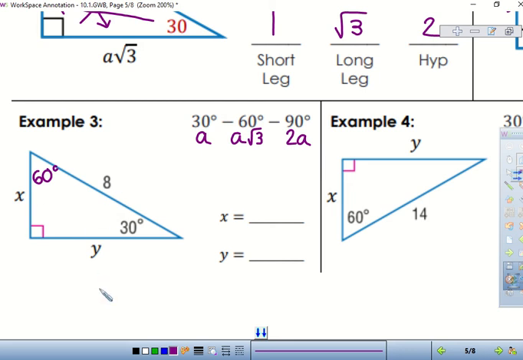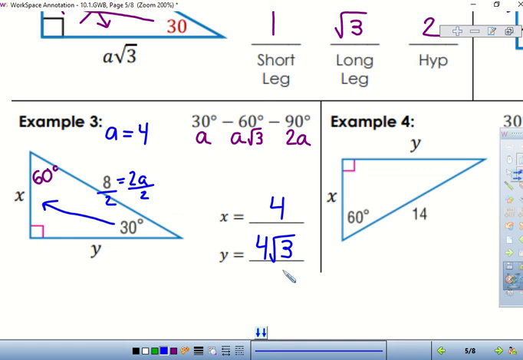So in this picture, which side did they actually give us? They give us the 2a one. So if we set this equal to 2a, what's a going to be if I divide by 2 on both sides? 4. A is 4. Which side actually is a? X. Very good, x. Because that's the side opposite the 30. And if x is 4, what would y be? 4 radical 3. It's always whatever that one is times radical 3. So if they give you one of those sides, you can always find the others because they have a formula, right? You can always find a, basically. That's kind of the key to finding all of them.